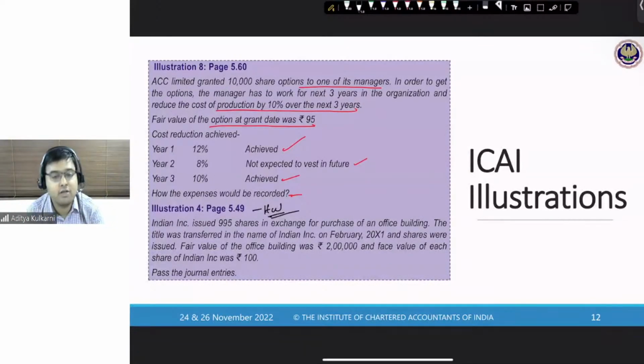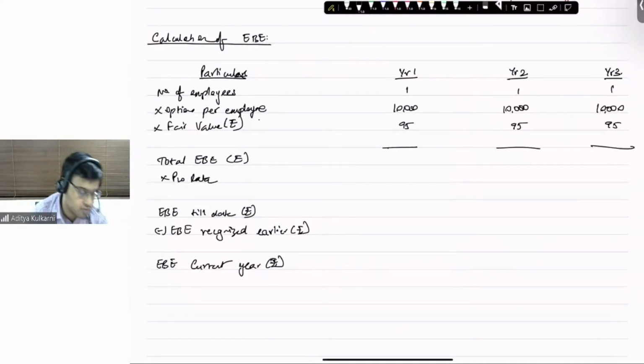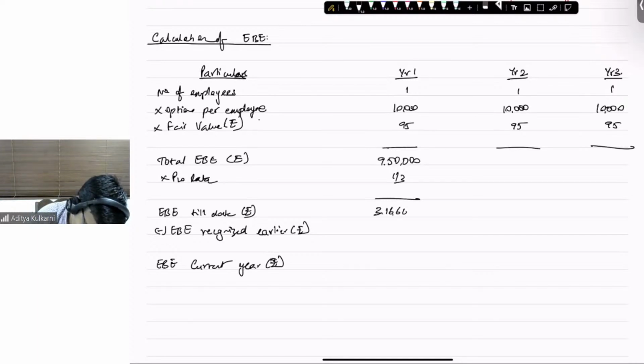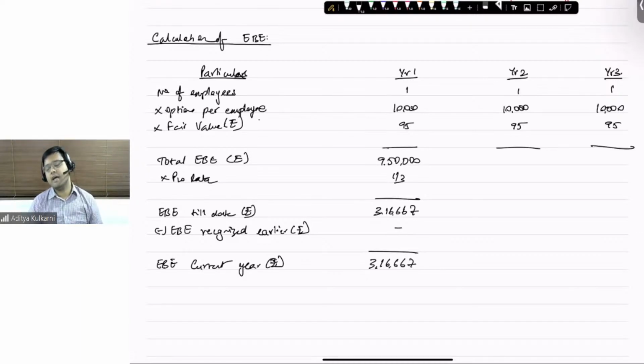Okay. So now let us look at the question. Year 1, he has achieved a 12% target. So then he estimates that at the end of 3 years, he would achieve the reduction of 10%. So will he meet the condition? Answer is yes. So this comes to 9,50,000. He will meet the condition after 1 year. So 1/3. So this comes to 3,16,667. Less employee benefit expenses recognized earlier: nothing, this is the first year. So 3,16,667. That is year 1.